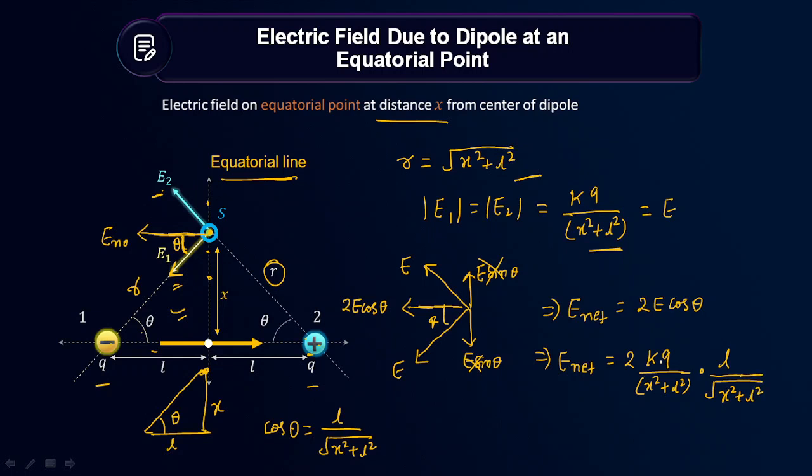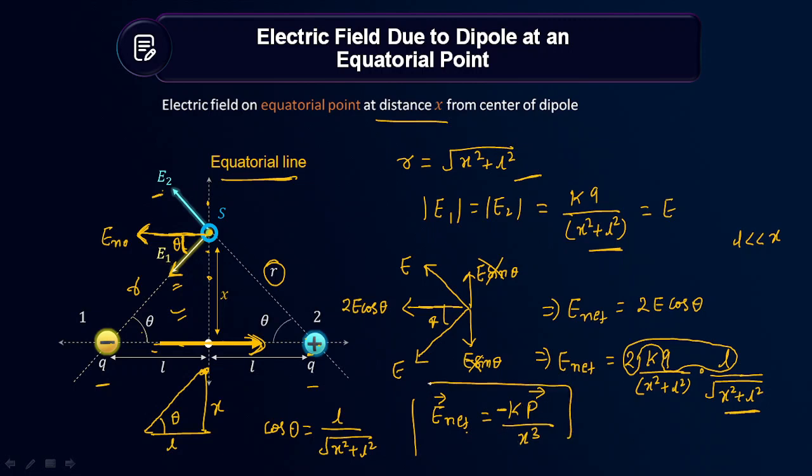Yes or no? So now here, see again, 2L into Q, that is nothing but P, right? So now we have E net equals Kp divided by, now here if L is very small compared to x, this term becomes x, square root under means x, and this is again x square, so it becomes x cube. Now the direction of the electric field: the dipole was towards the right side, yes or no? And the electric field was towards the left side. So it is opposite of the dipole, so we can add a minus sign. So E will be minus Kp by x cube for the equatorial point.